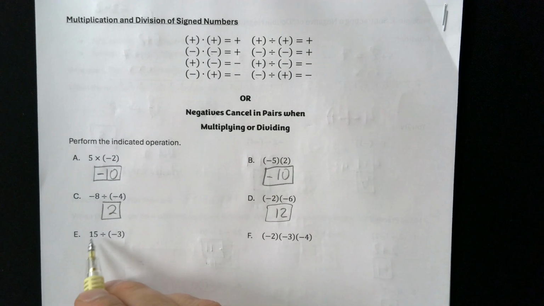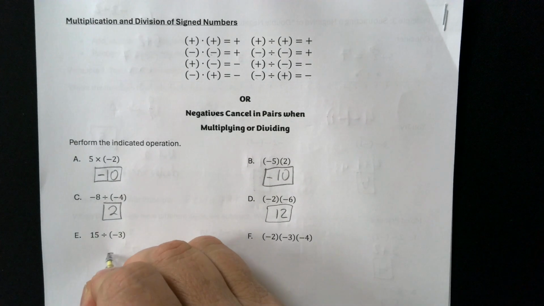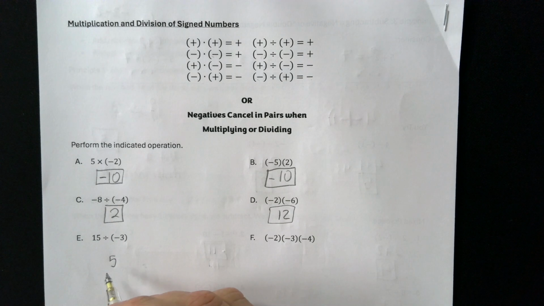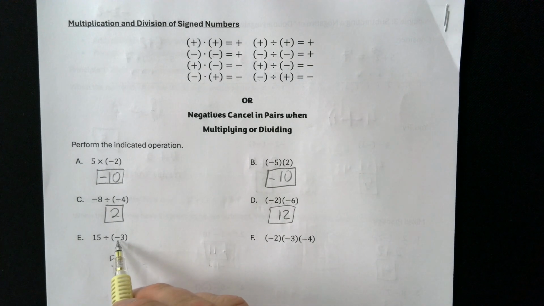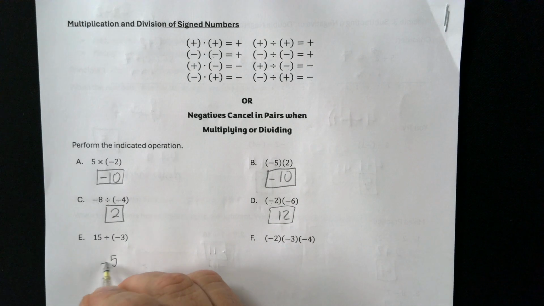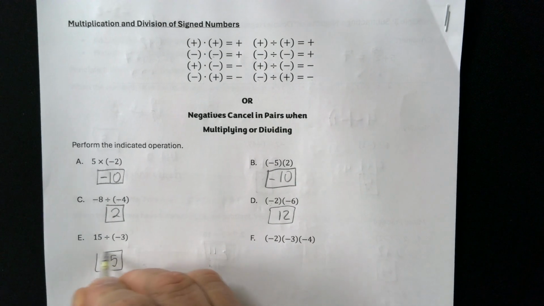Moving to the next one, we have 15 divided by 3, which is 5. And is it positive or negative? Well, there was only 1 negative, so there's nothing to cancel that negative. So the answer is negative 5.